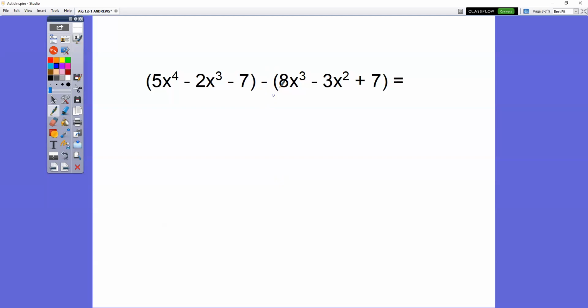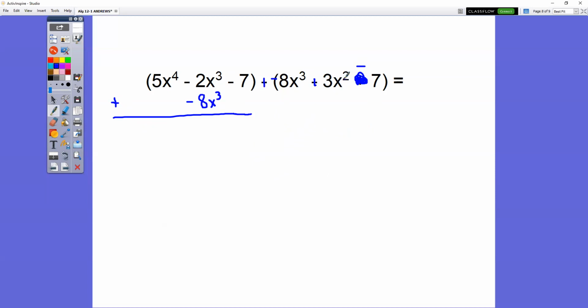We are going to change our minus sign to a plus sign, and we're going to change all the signs in that second polynomial. So that's going to be a -8 plus 3 minus 7. We want to put our plus sign and draw our line. You want to line up your x to the third with our x to the third. So -8x to the third goes underneath -2x to the third.